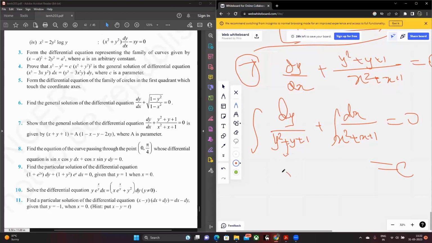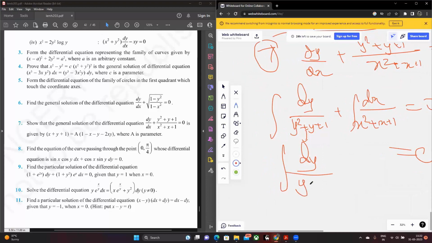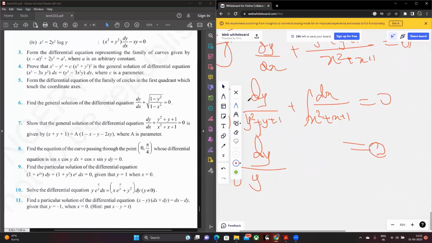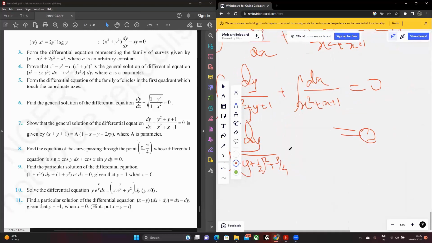Remember your integration, folks. Since I'm again writing the integration symbol, this becomes a 0. That's not a constant over here. So this is dy by (y plus half) the whole square plus 3 by 4, right? And this is again dx by (x plus half) the whole square plus 3 by 4, right? And so you can basically write this.